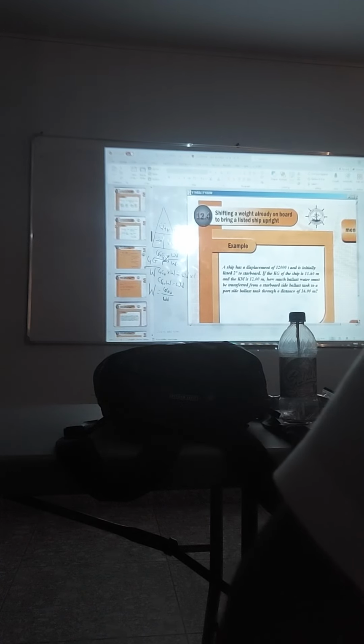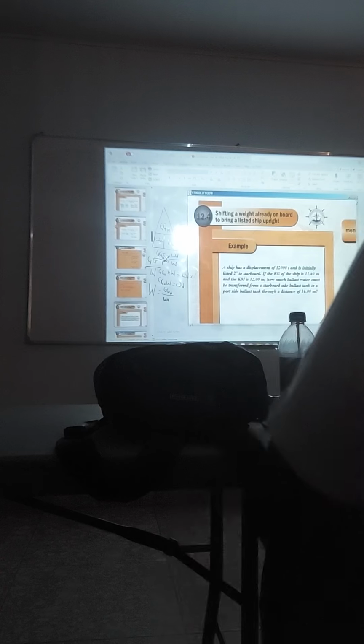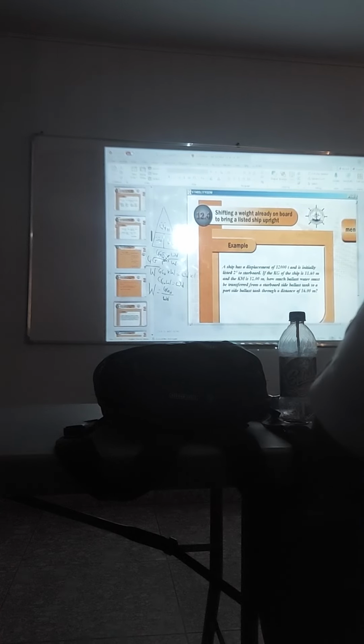What I want you to remember is that when students see a ballast tank, I don't want them to be confused. It means nothing to the problem. If I move the ballast tank, it doesn't help the problem, it doesn't take away from the problem, and it doesn't add to the problem. So let's go to our solution.